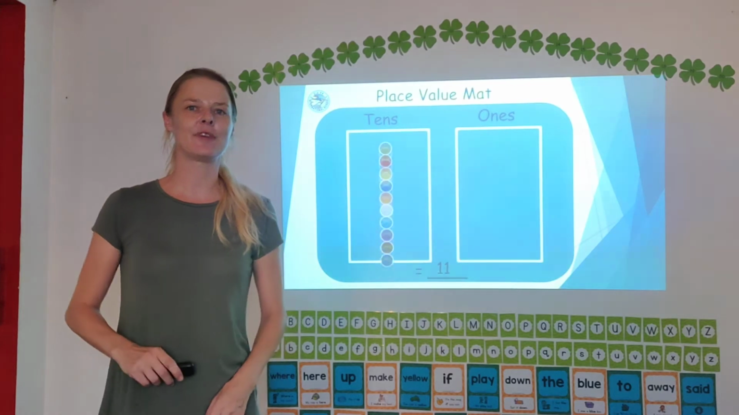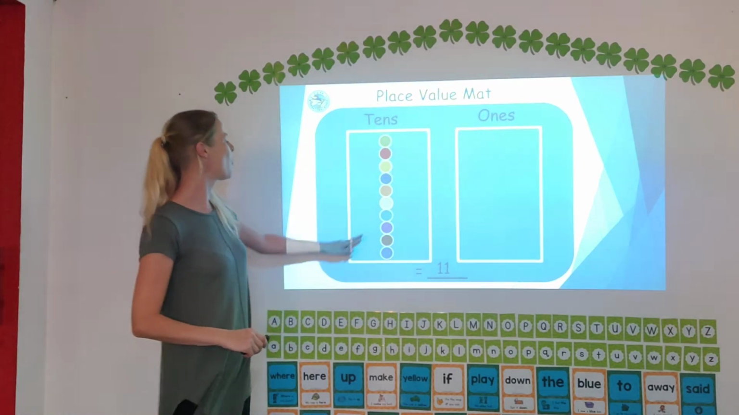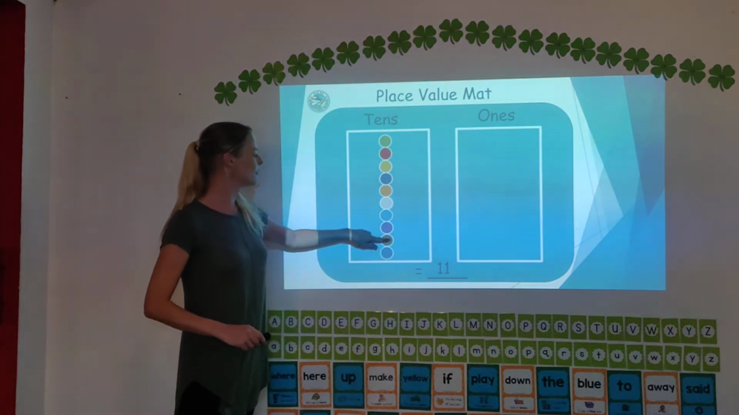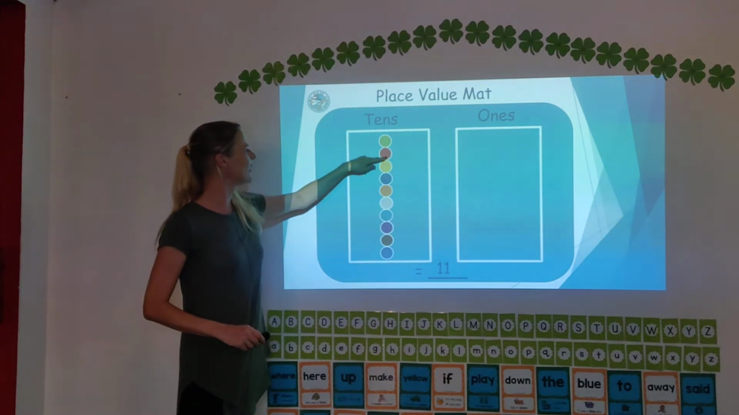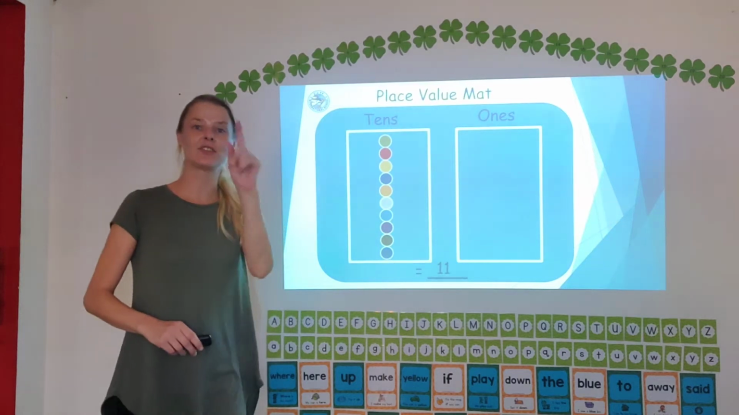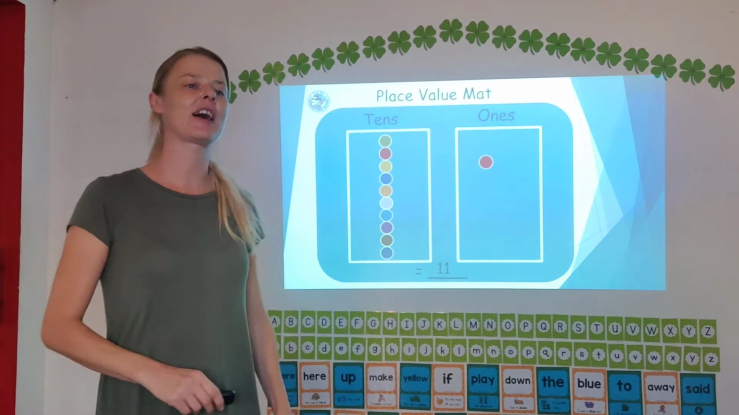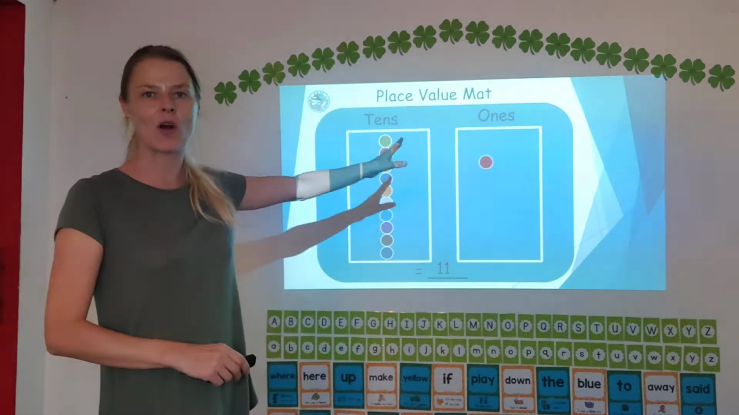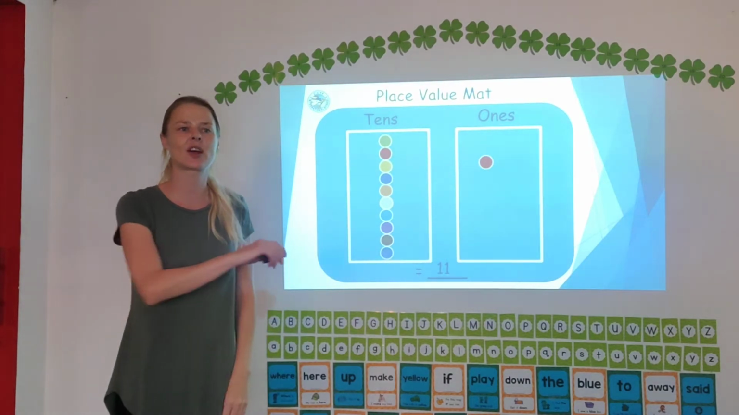Okay, welcome back. Let's see if you got it correct. You should have 1 row of 10. And how many ones should you have? Yes, well done, just 1. So we should have 10 counters here and 1 on this side. Let's try the next one.